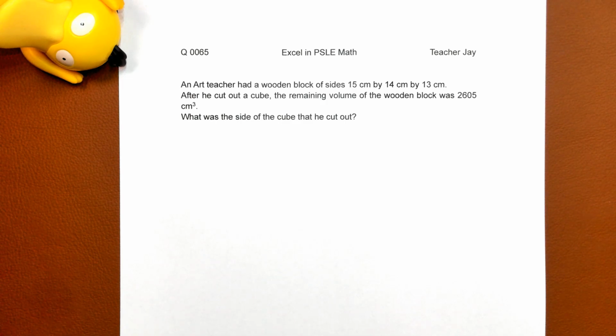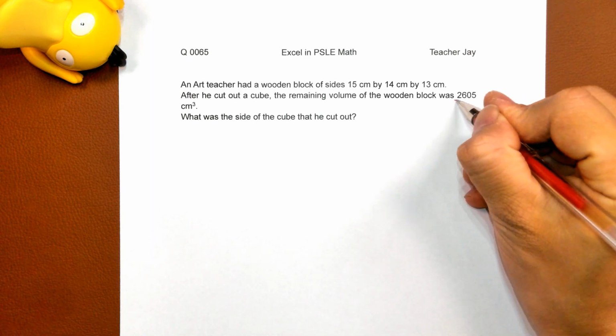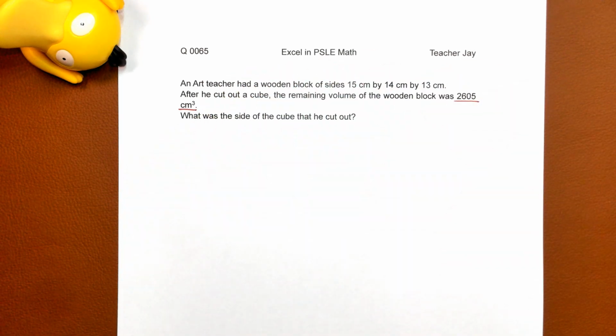Excel in PSLE Math, question number 65. An art teacher had a wooden block, 一个木头块 of size 15 cm by 14 cm by 13 cm. After he cut out a cube, the remaining volume of the wooden block was 2,605 cubic centimeters. 这里写在换行了啊，OK 啊，有一个 cut out the cube，有一个 cube 被切下来了。问 What was the size of the cube that he cut out?